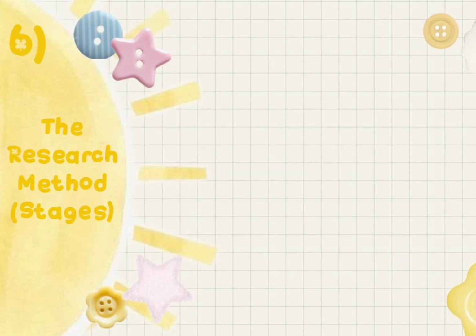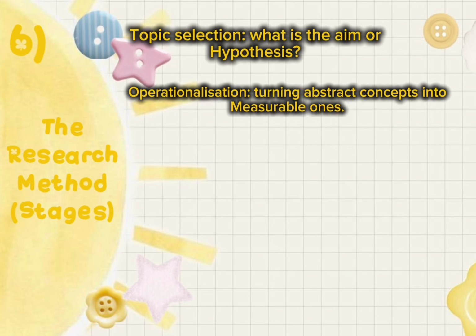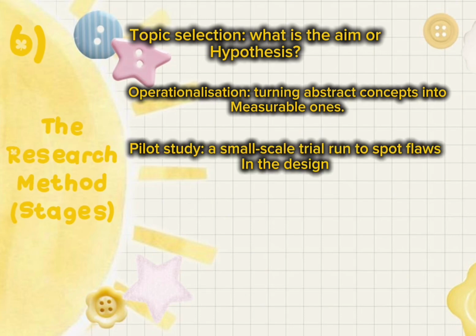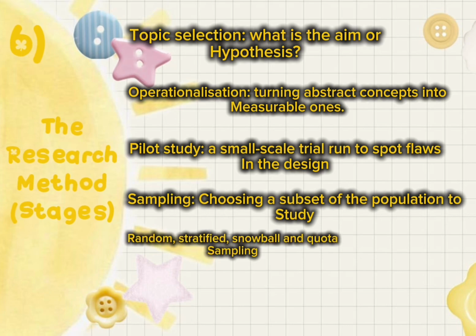6. The research process. Now, I'm going to say this all really quick, so you better pay attention. Topic selection. What is the aim or hypothesis? Operationalization. Turning abstract concepts into measurable ones. Pilot study. A small-scale trial run to spot flaws in the design. Sampling. Choosing the subset of the population to study. There's a bunch of techniques for this, though, which include random, stratified, snowball, and quota sampling.